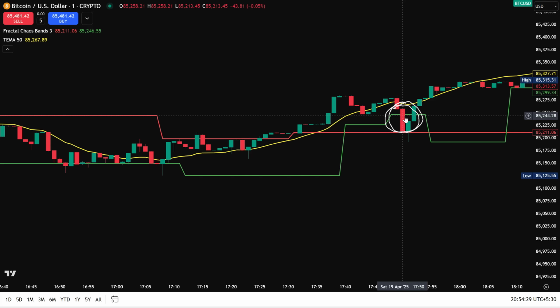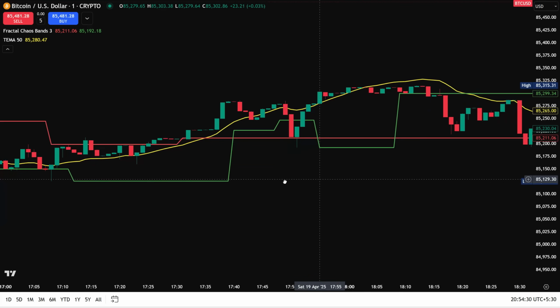Also, take a close look at the fractal chaos bands. You'll notice they've flipped direction here. That means the green line has now become resistance and the red line has become support. An important detail that tells us the market structure has shifted.